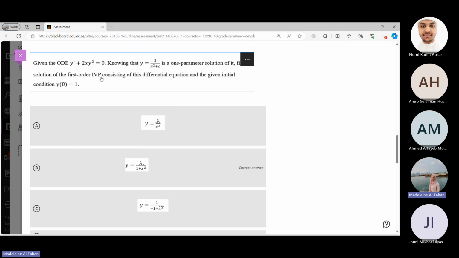Yes, y of 0 equals 1, right? So instead of x, what should we put? 0. 1 over 0 plus c means that 1 over c equals 1. So c is equal to what, miss? 1. Which one should we choose?